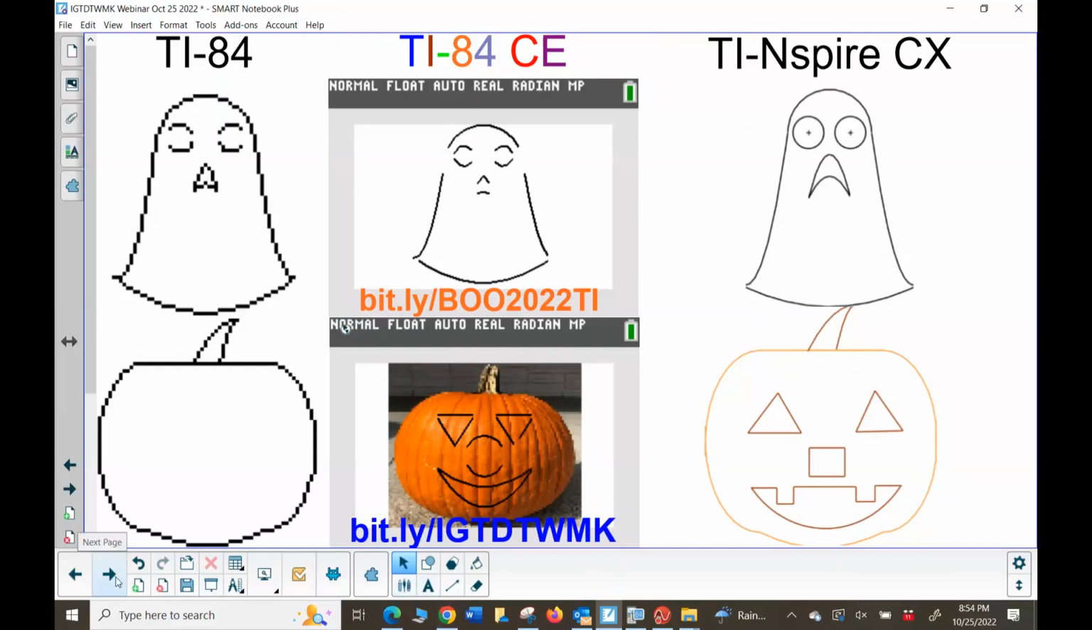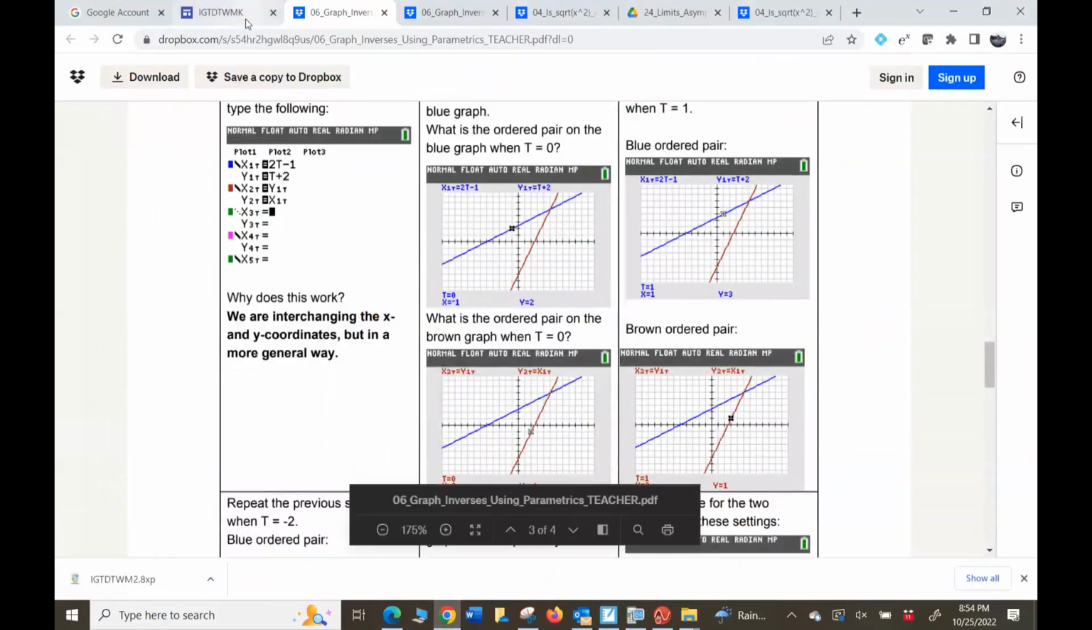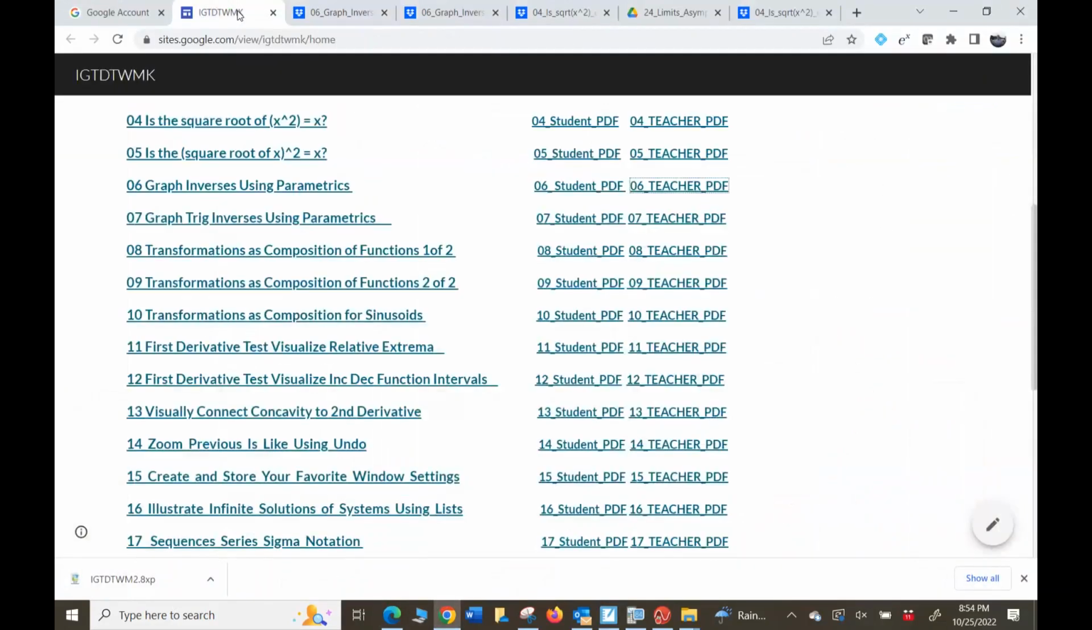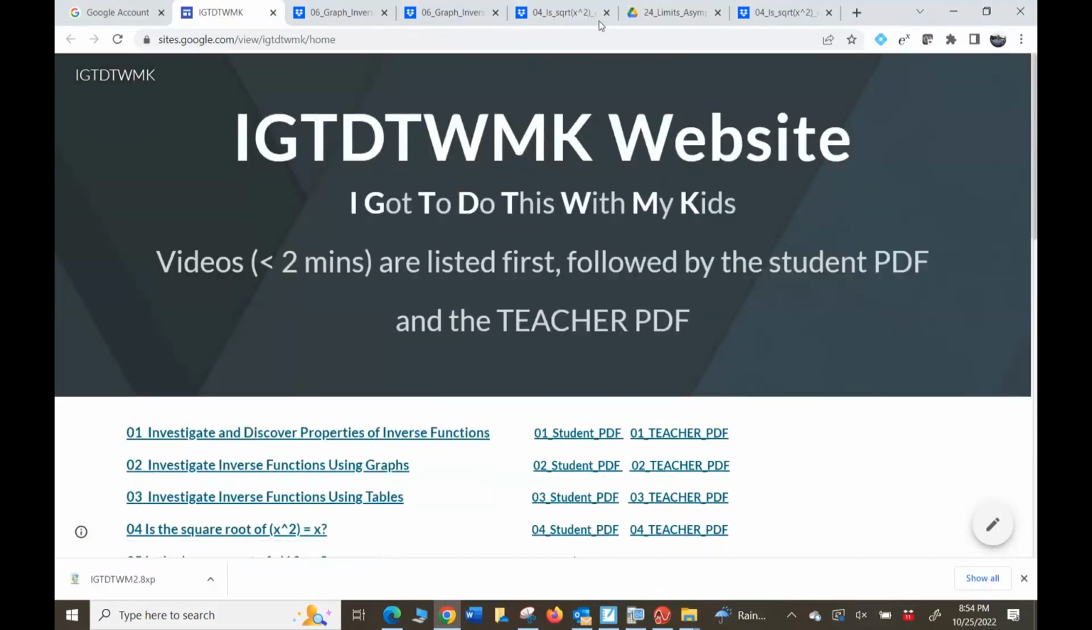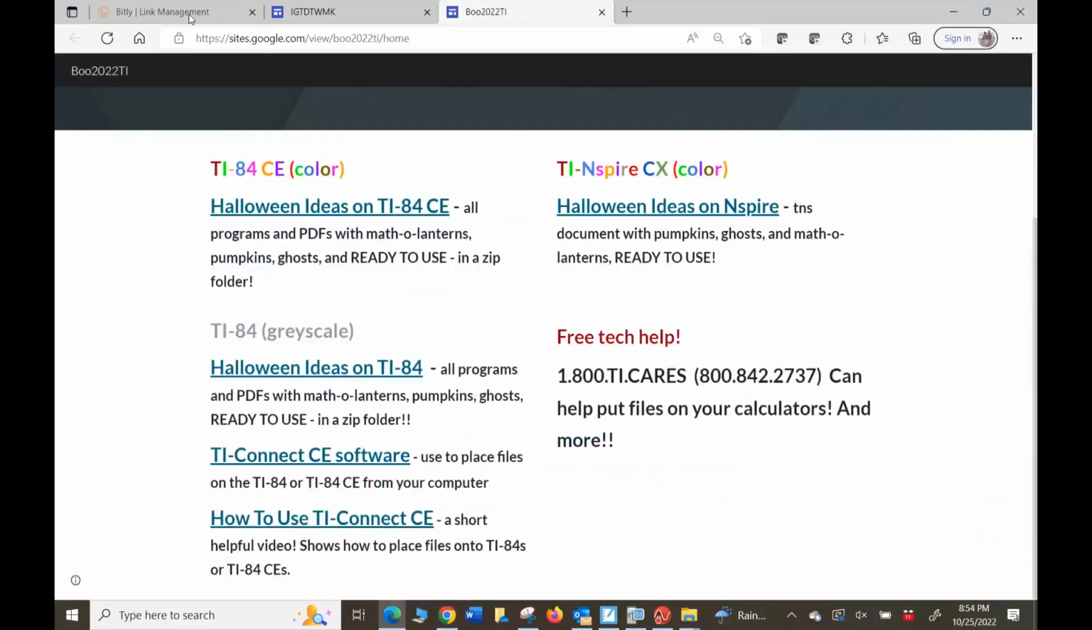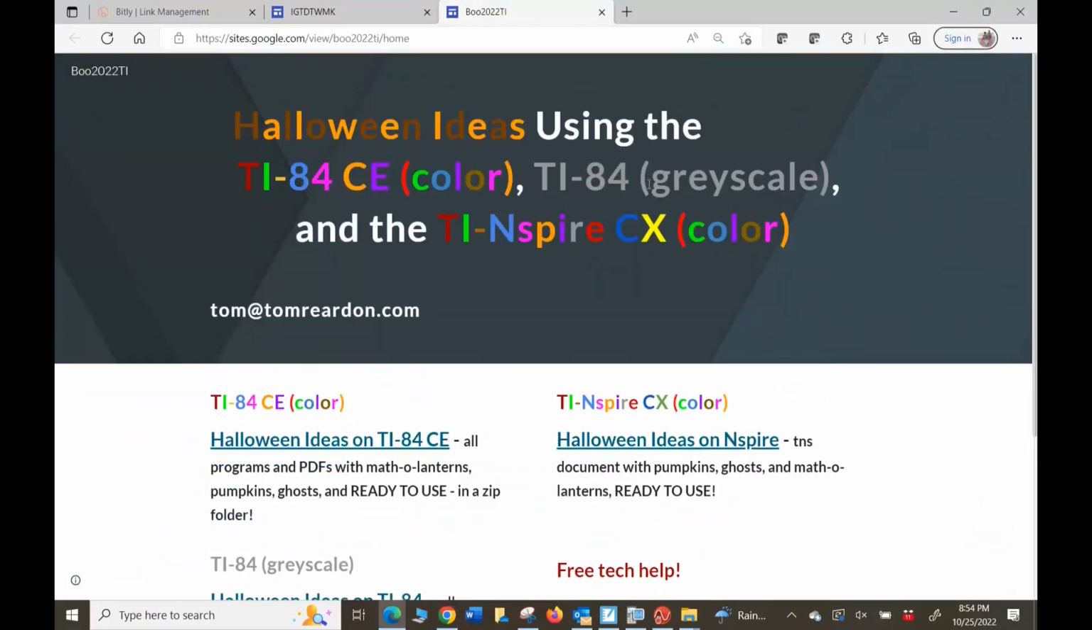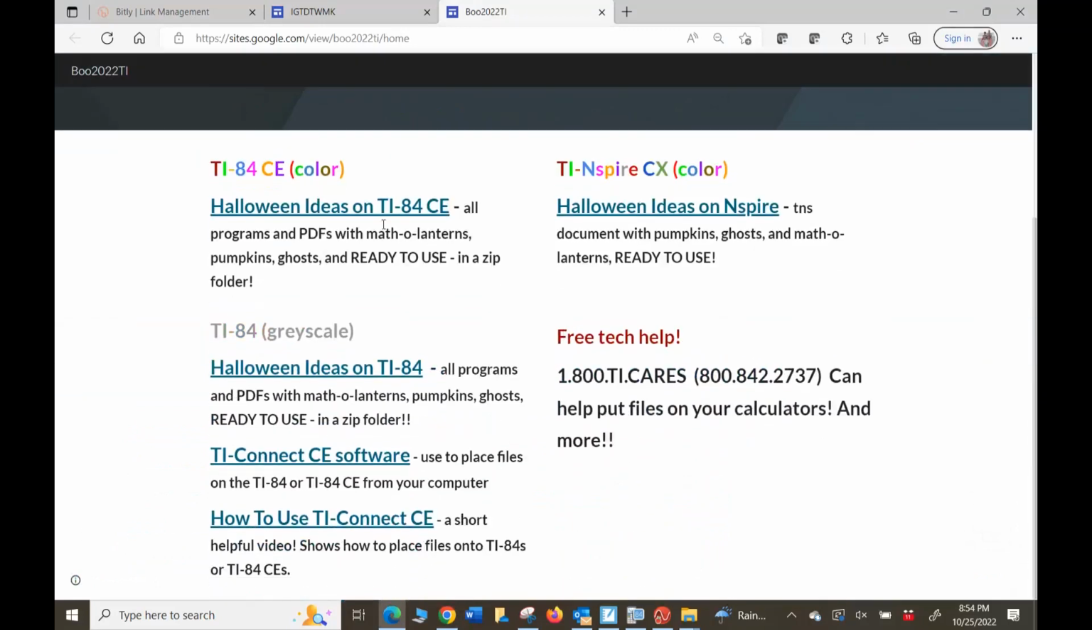Let me see what that looks like here. This is the I've got to do it with my kids website, the Boo website. Where is the Boo website? Oh, right here. This is Halloween ideas using the 3 different calculators. Let's say you have the 84 color.